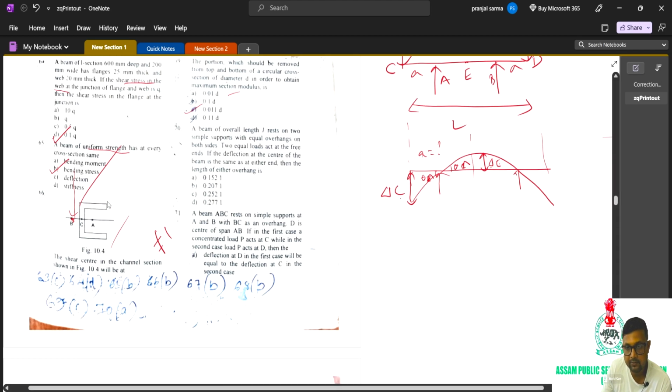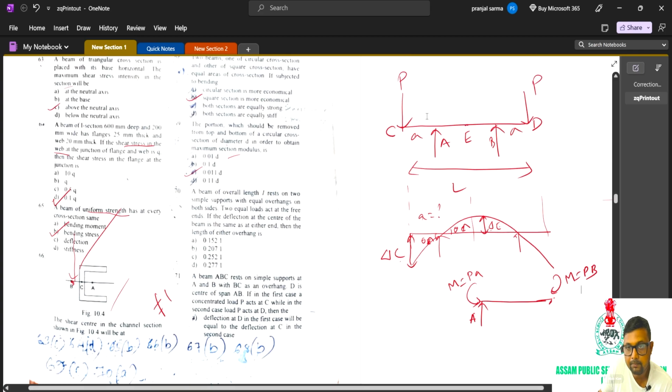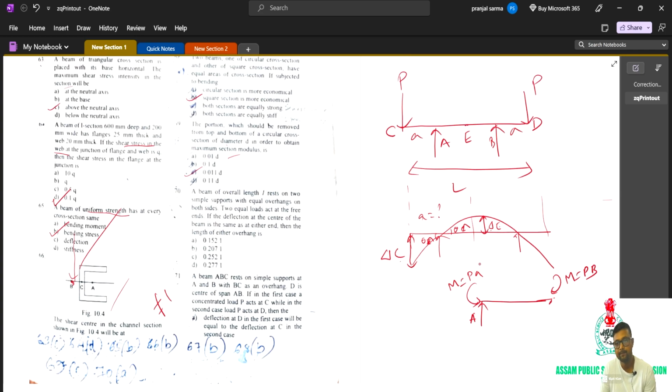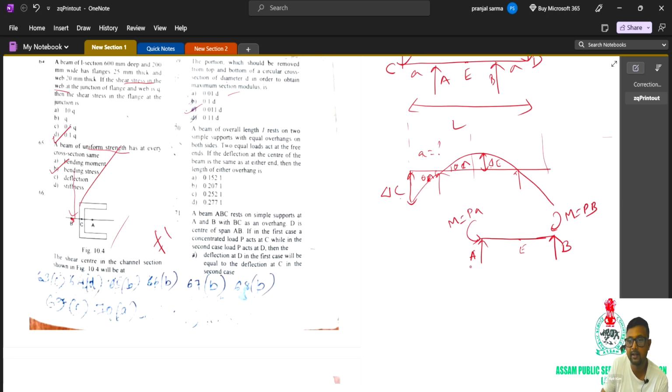To find this, first we have to simplify this structure. Let us simplify this now like this. This is point A, point B. Now what is the moment? P into A is the moment. For this vertical load P, what is the moment at A? P into A only. This is the point E. Now because of this moment, there will be deflection and slope at A and B.